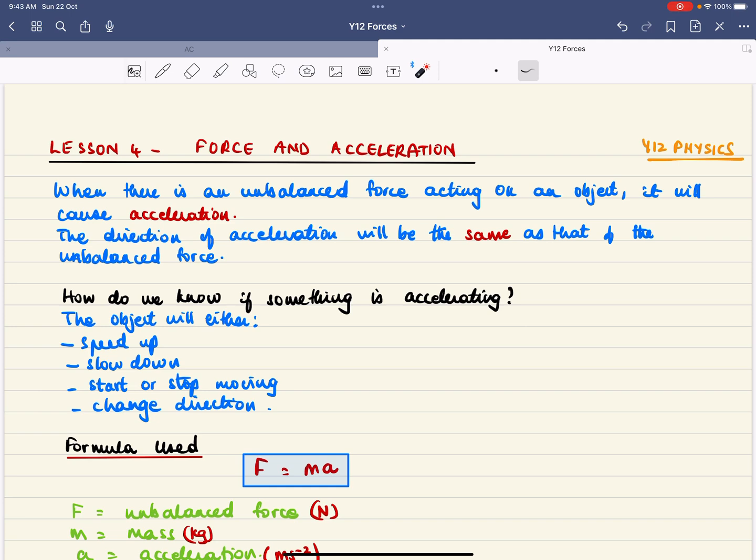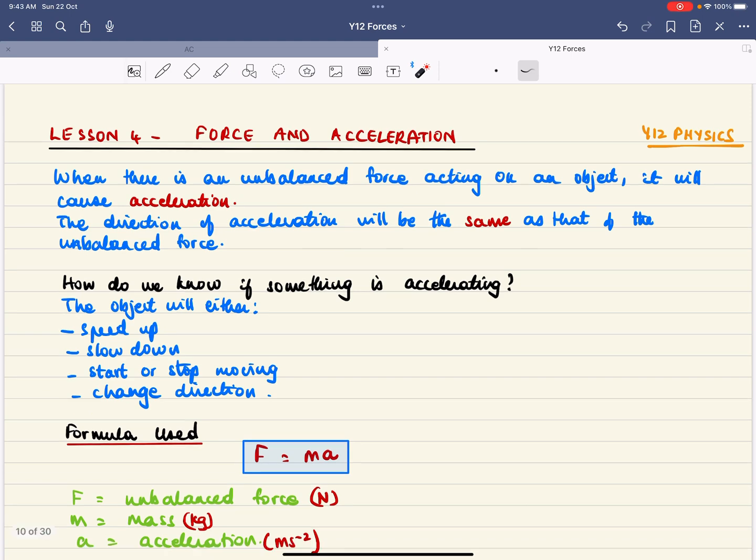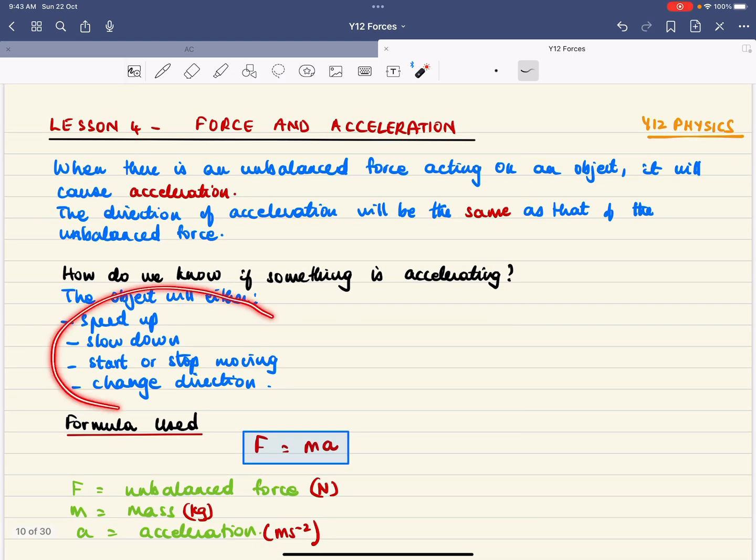So when there is an unbalanced force acting on an object, it will cause acceleration. The direction of acceleration will be the same as that of the unbalanced force. How do we know if something is accelerating? These things will happen. It will either speed up or slow down, either start or stop moving, or it could change the direction of motion.